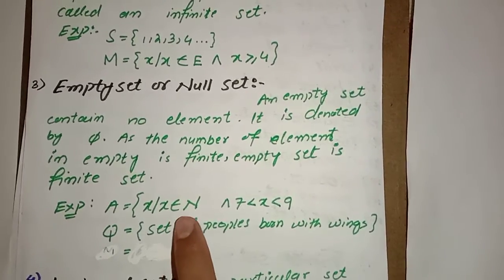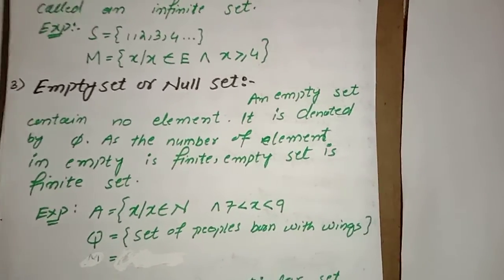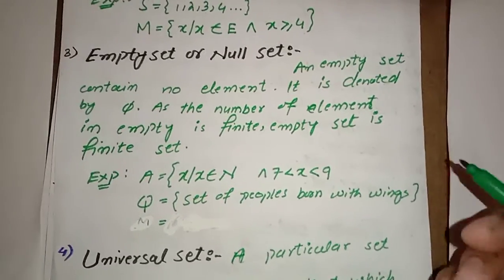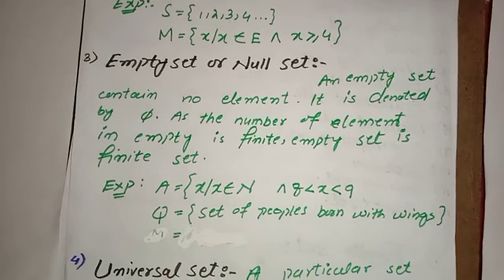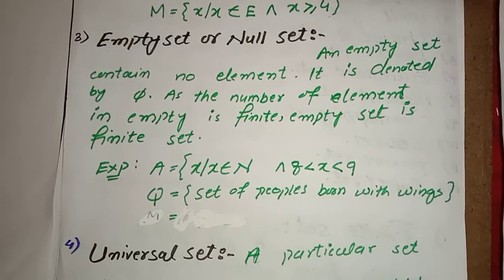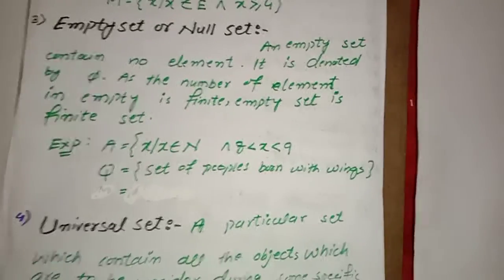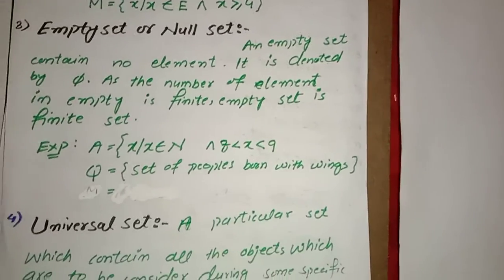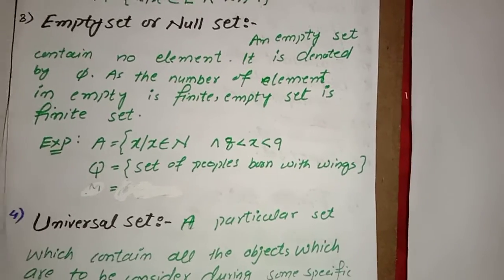Example: A = {x such that x belongs to natural numbers and x > 8}. It is not 7, it is 8. x such that x is greater than 8 and less than 9. The set of natural numbers between 8 and 9 is the null set, because there is no natural number between 8 and 9. So it is an empty set. Q = set of people born with wings. That is also an empty set because no one is born with wings.